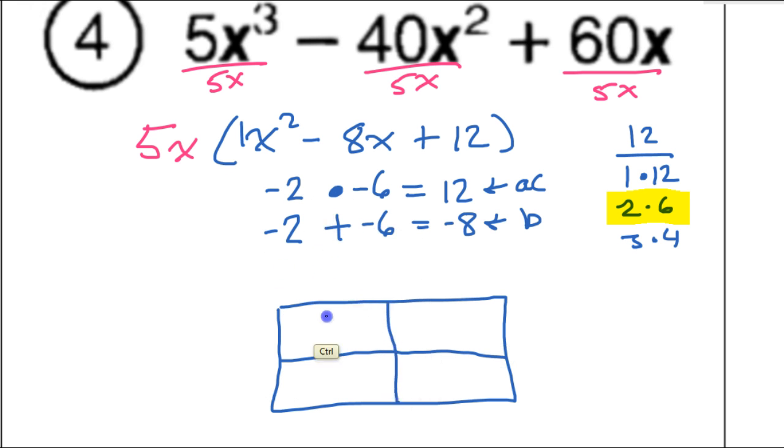Okay, now in the first box goes the first term. So that's going to be x squared. In the last box goes the last term. So that's going to be 12. The other two boxes get the two numbers that we just found. So I'll put a negative 2 here and a negative 6 here. And these will both be x terms.